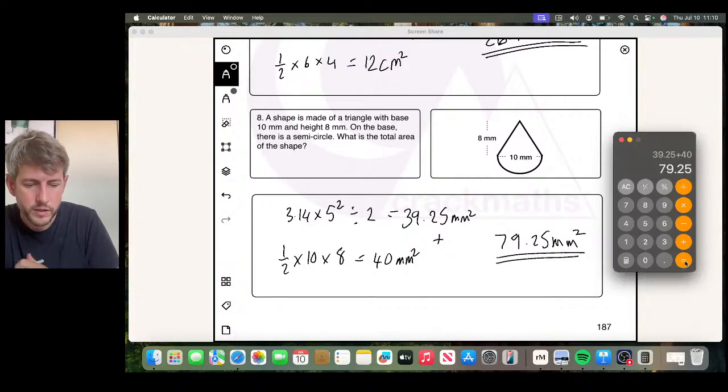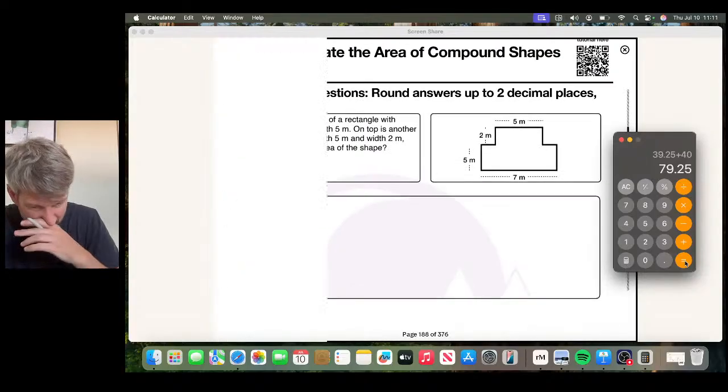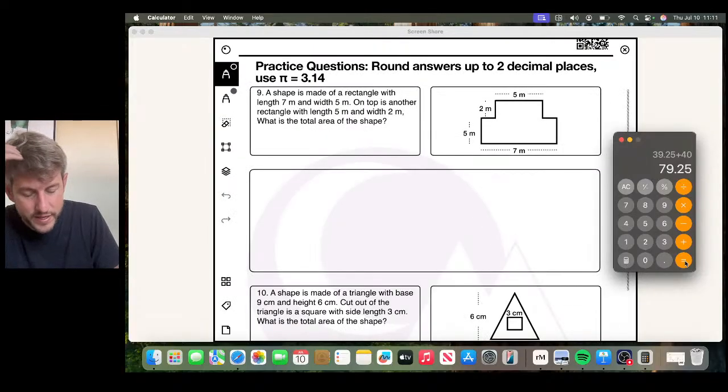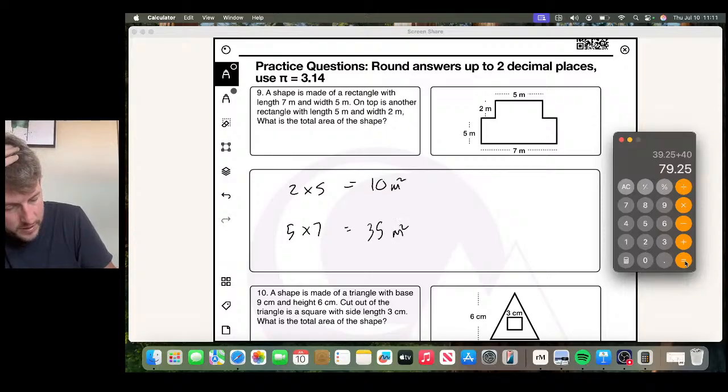Okay, right. Question 9 here. Okay, this is nice. We've just got 2 rectangles here. So we've got 2 times 5 for the top one, and then 5 times 7 for the bottom one. 2 times 5 is 10. 5 times 7 is 35. These are meters squared, meters squared. So altogether that's going to be 45 meters squared.